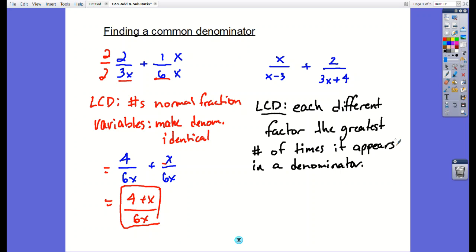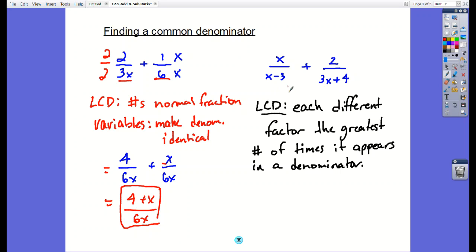Take a second, jot that down, and then we're going to go into a lot of detail about what that means. Each different factor, the greatest number of times it appears in the denominator, or in a denominator. Each different factor. So how do you know if one is different from another? Well, let's just look at this.